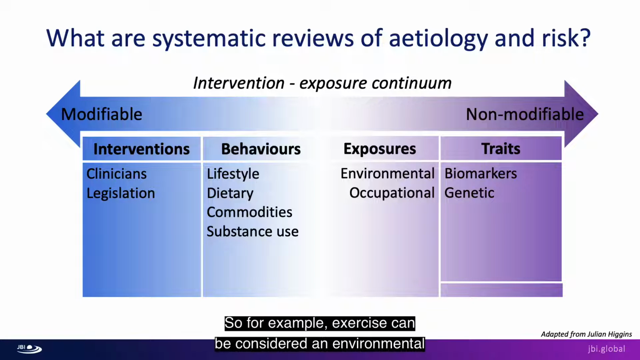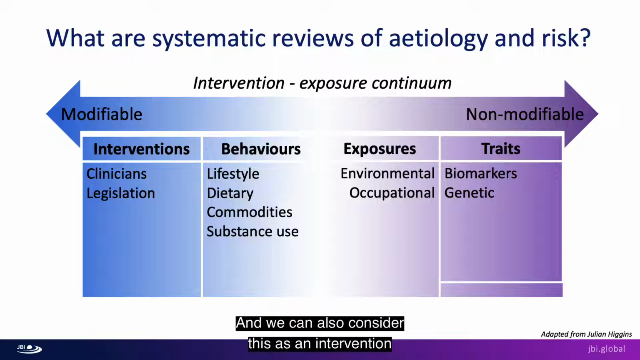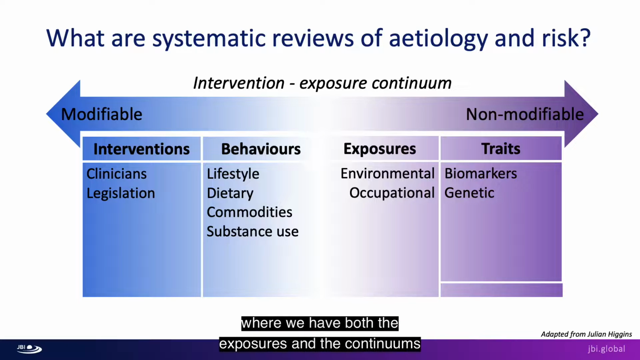So for example, exercise can be considered an environmental or occupational exposure or a lifestyle behavior. It's what people are choosing to do. And we can also consider this as an intervention, so it's what we give people. And so the middle area on the continuum is kind of a transition zone where we have both the exposures and the interventions, and the different levels of how modifiable they are.